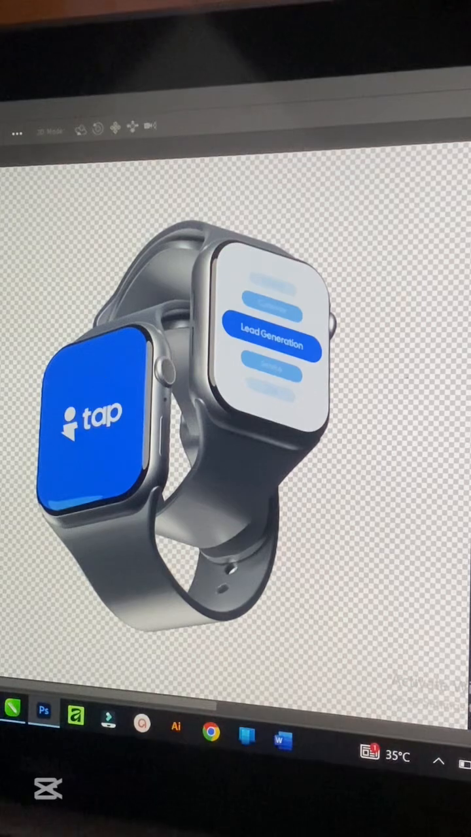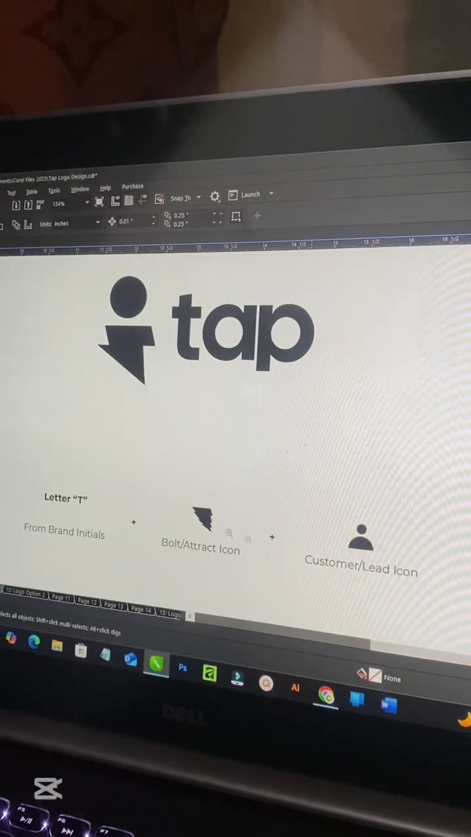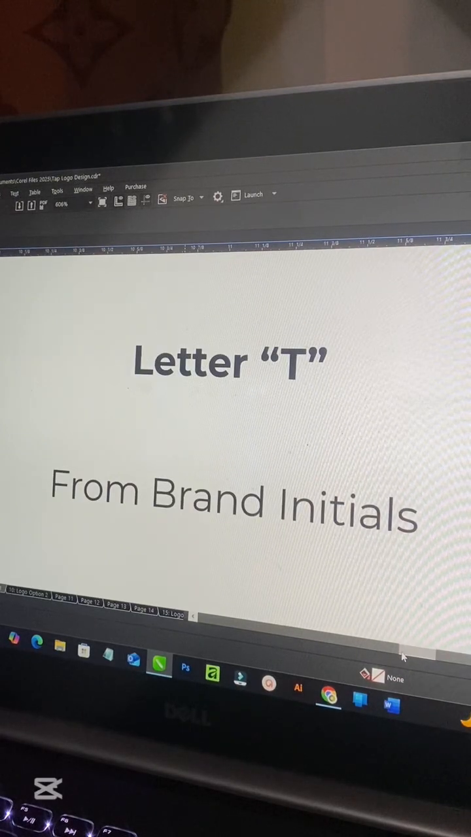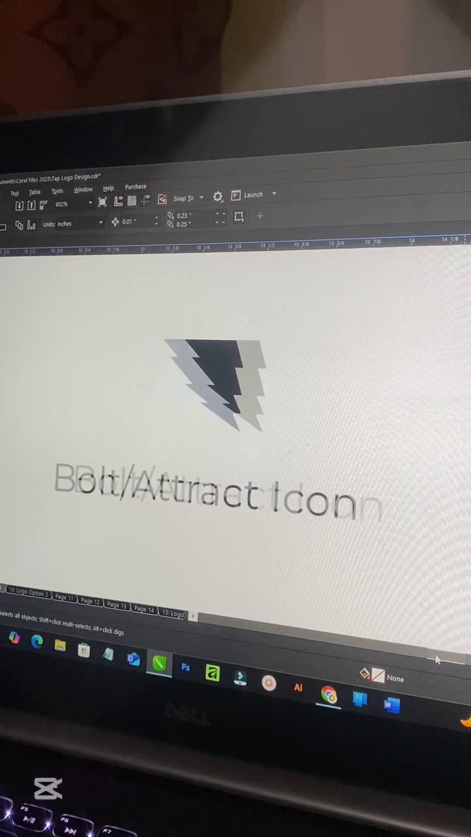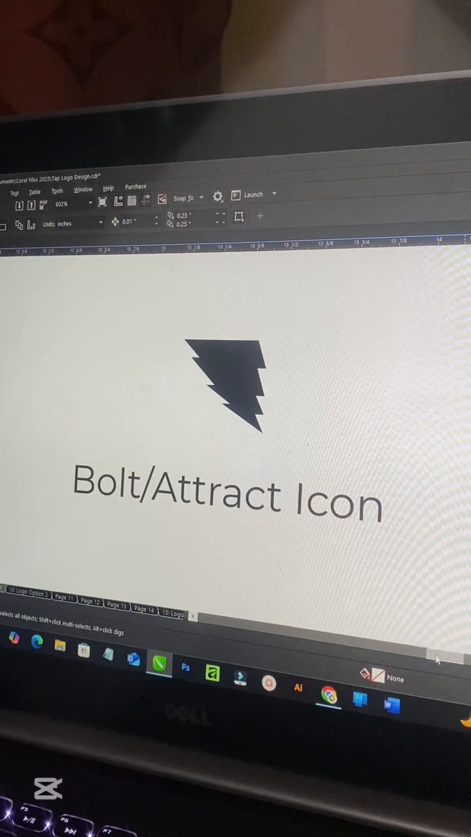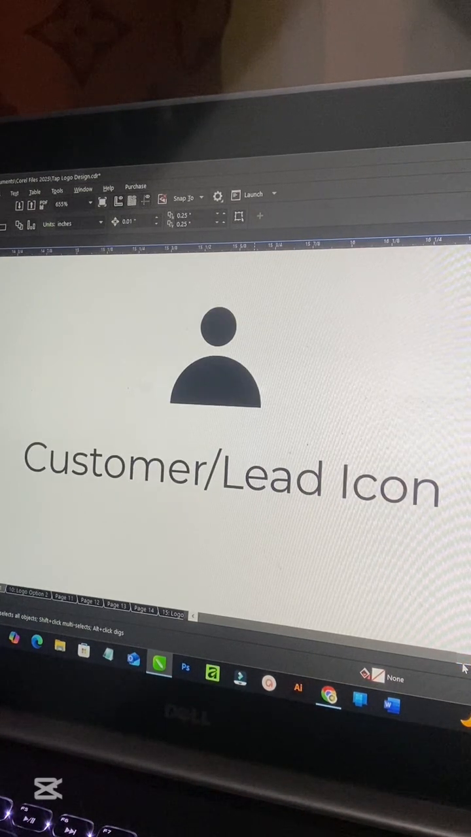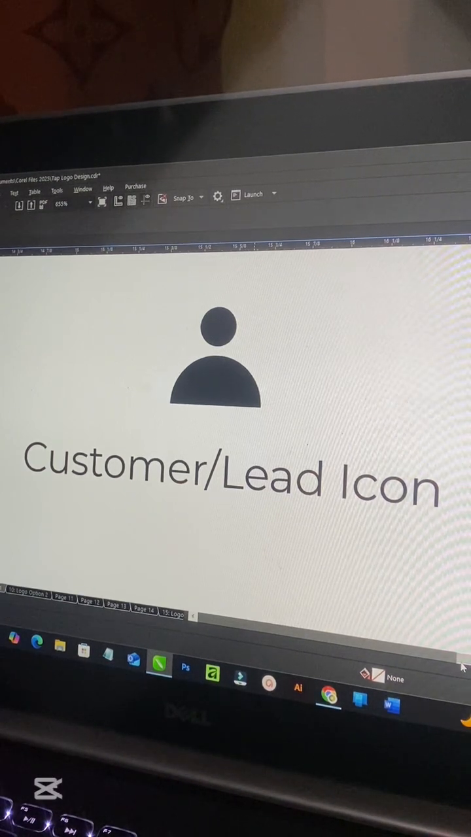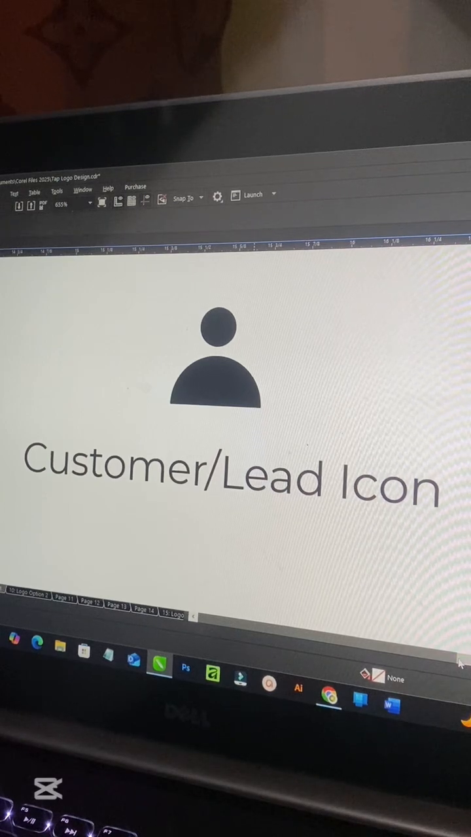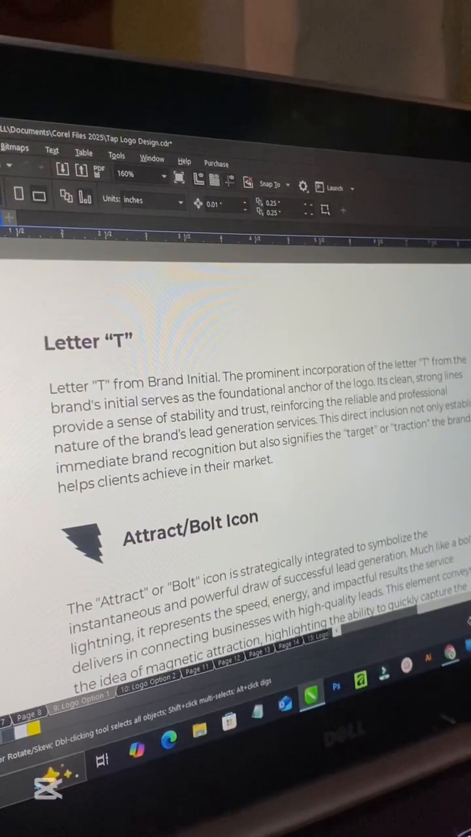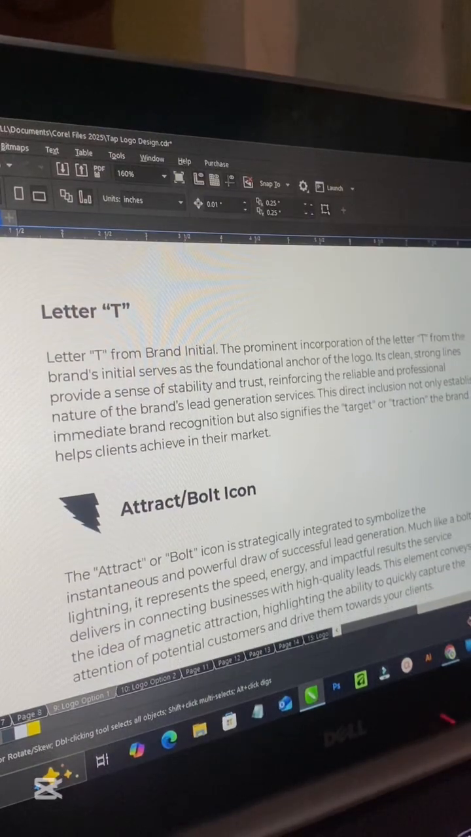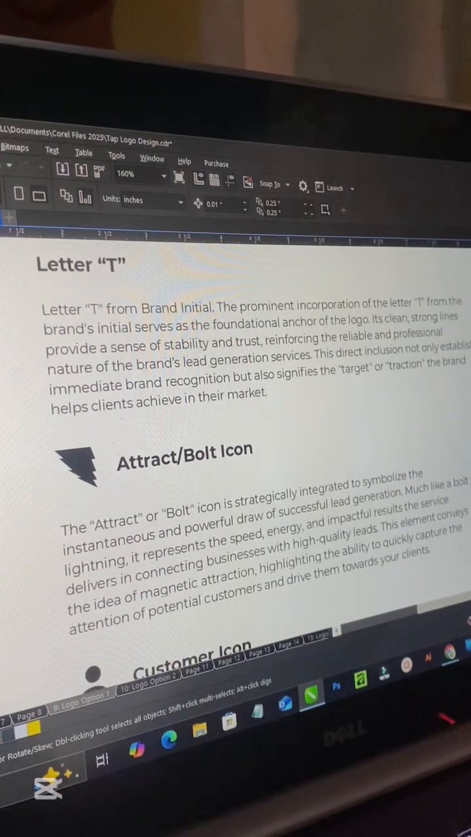What I love so much about this particular logo concept is the idea, or the rationale, behind it. The idea behind it was the letter T, which is gotten from the first brand initial, the letter T, and the attract or bolt icon, and the customer icon or the lead icon, because the essence of this is to generate leads, and leads are basically customers, people that will definitely patronize the services you offer. The main foundation is the incorporation of this letter T.